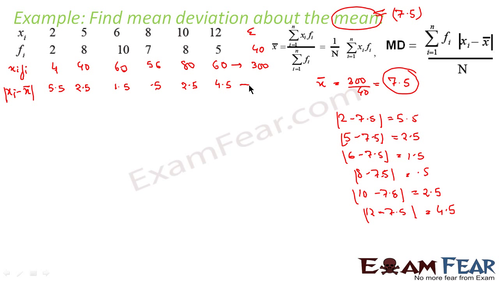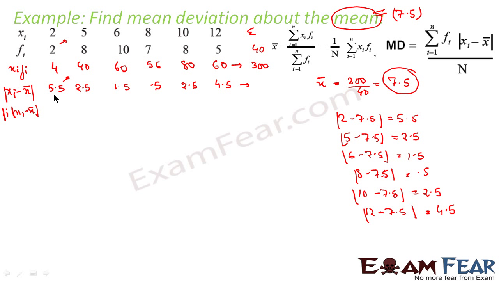Just adding these values is not what is required. We have to multiply and add. So we'll find fi into mod of xi minus x dash. Similar to before, where we had xi's and found xi fi, now instead of xi we'll use xi minus mean. So we'll find fi into mod of xi minus mean, multiplying this value by this value.